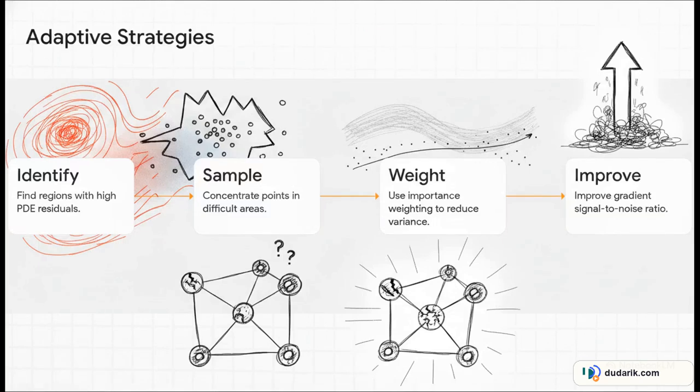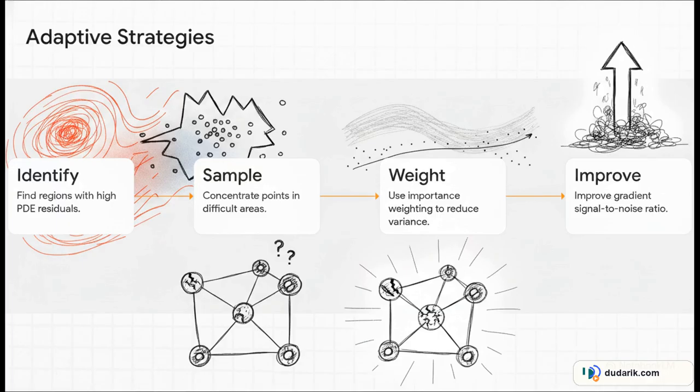So how have researchers been trying to fix this up until now? Well, current frameworks generally try to patch these hurdles using some incredibly complex adaptive strategies. They try to identify the regions with high errors, apply adaptive sampling to force computational power into those specific areas, and then use residual-based importance weighting just to smooth out the variance. It's this massive, complex balancing act just to keep the training on track.